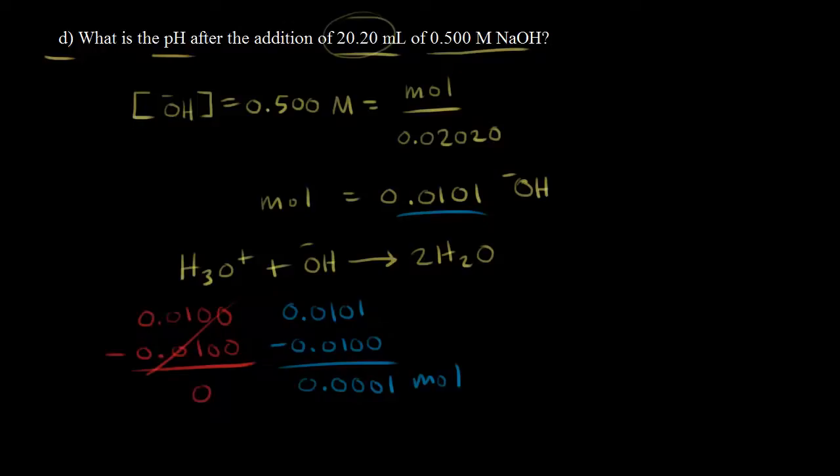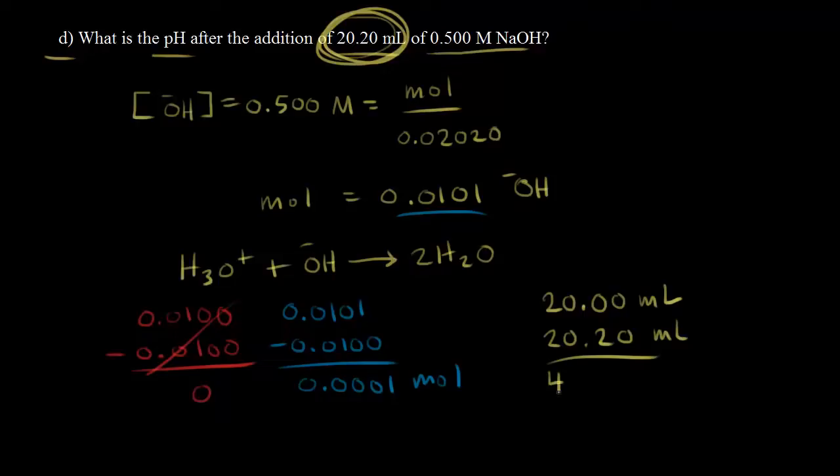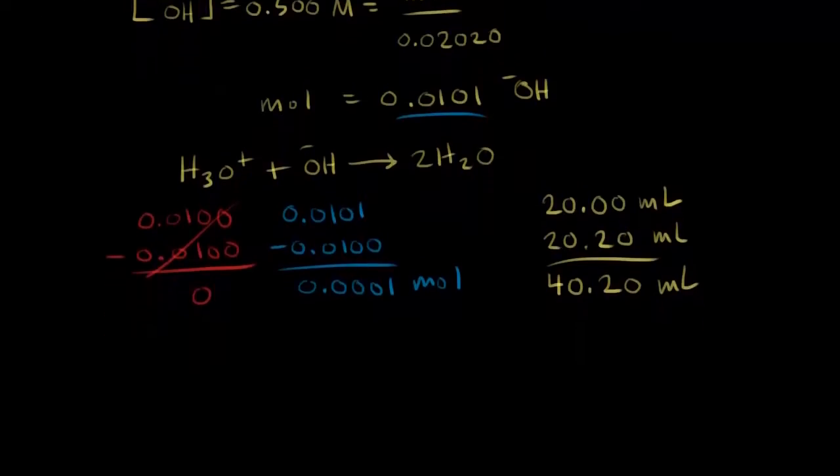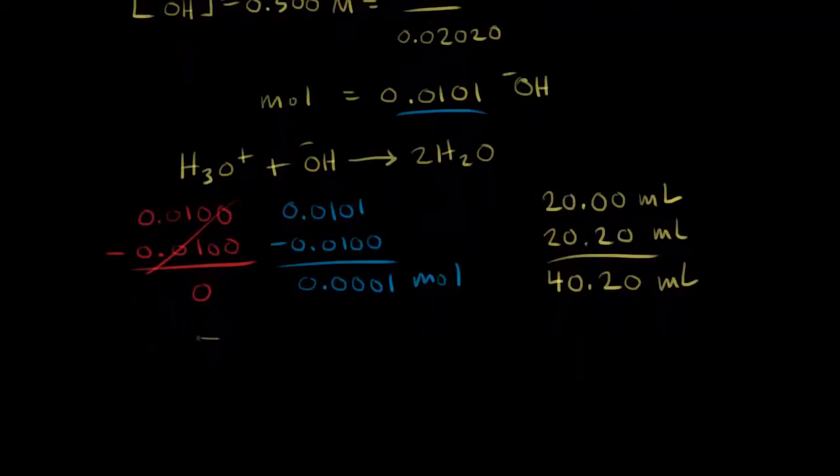Next, let's think about the total volume. We started with 20 mLs of our acid solution, right? We started our titration with 20 mLs. And at this point in the titration, we've added 20.2 mLs more. This gives us a total volume of 40.20 mLs. And now we can calculate the concentration of hydroxide ions in solution, right?